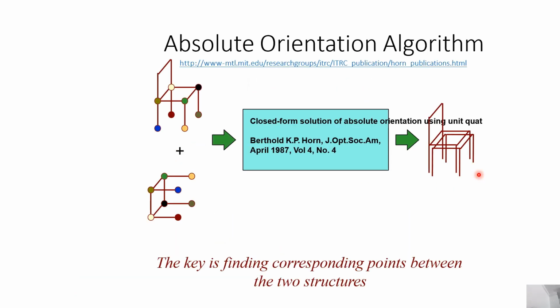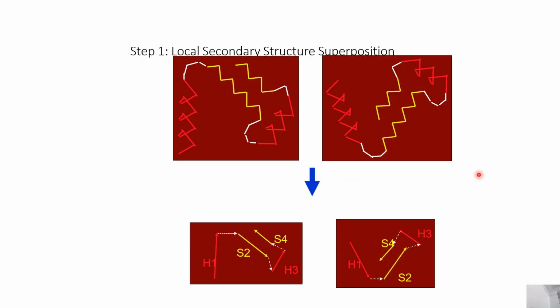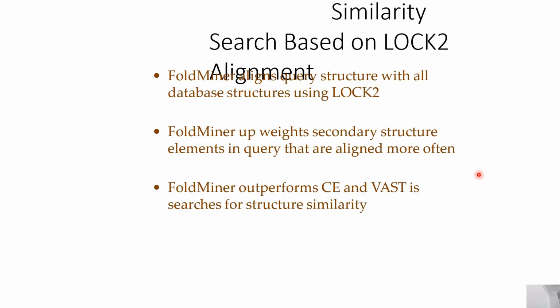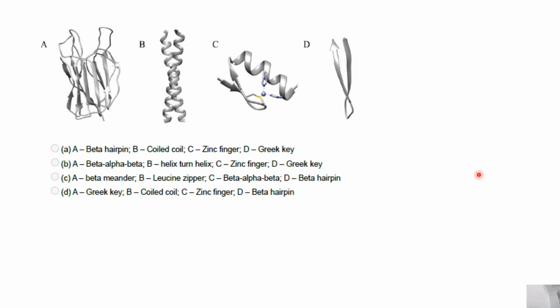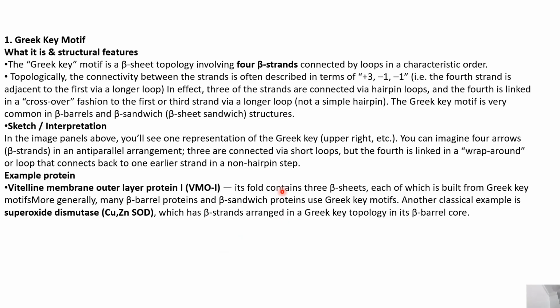Discuss this. Okay, sorry. This is the Greek key motif. Okay, if you see, this is what we call an N-terminal Greek key motif.